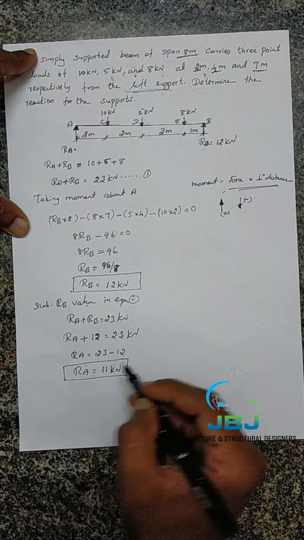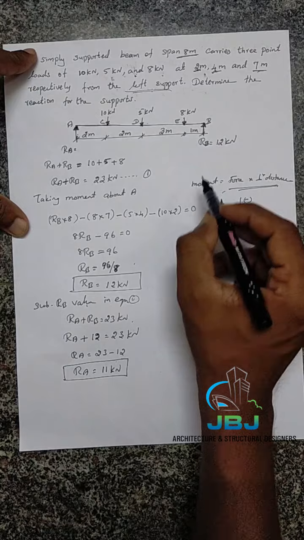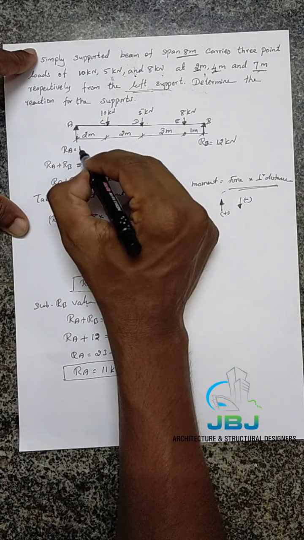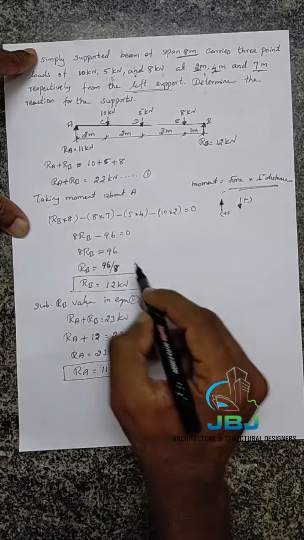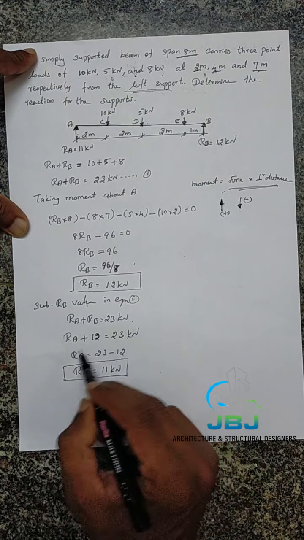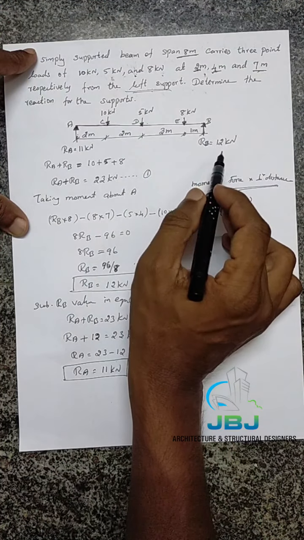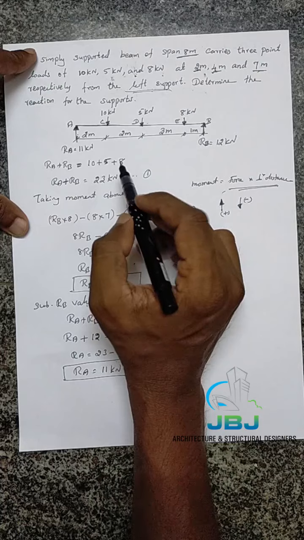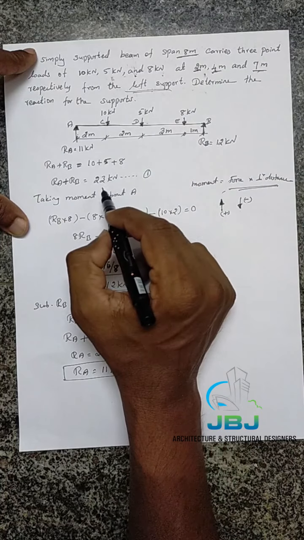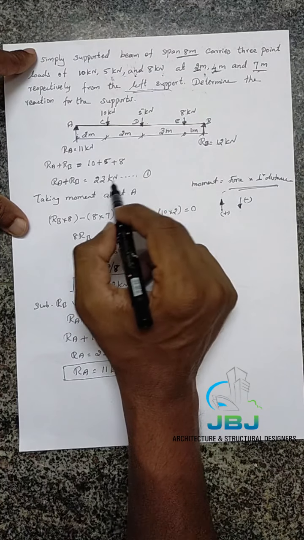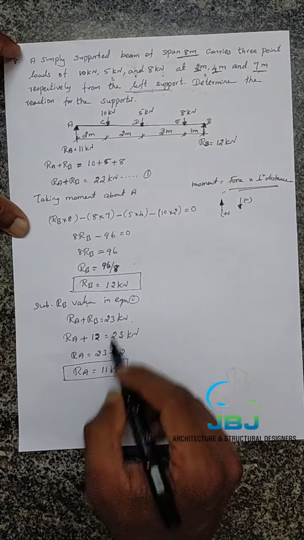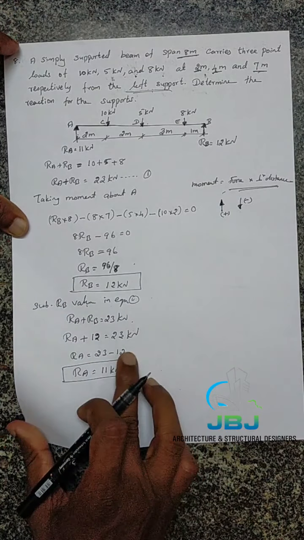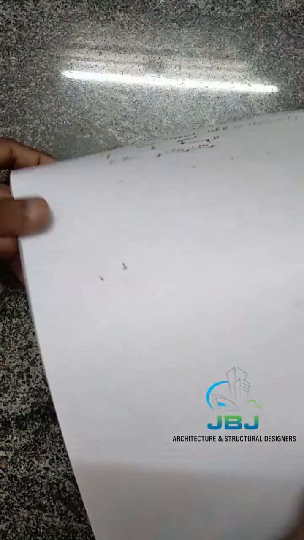So RA plus RB equal to 23, that's 11 plus 12. That's a check. If you add both, RA plus RB equal to 23. The support force equals the downward force. The downward force is also 23 kilonewton. Okay, the condition is satisfied. This is a simple problem. Then we are going to work out one more problem.